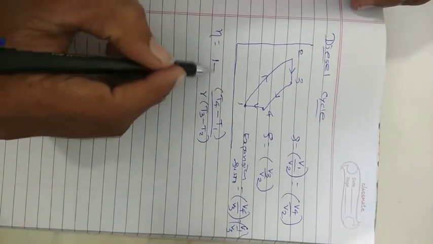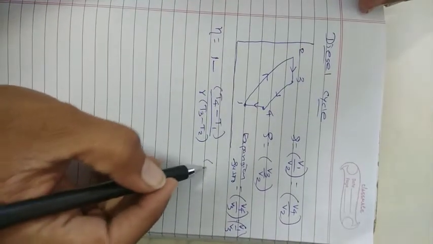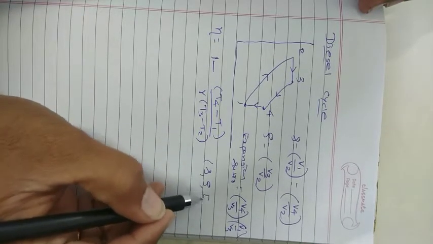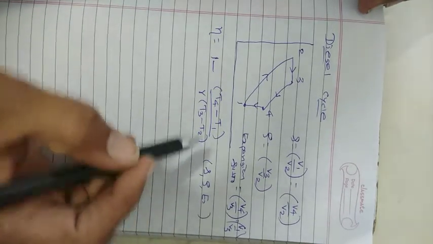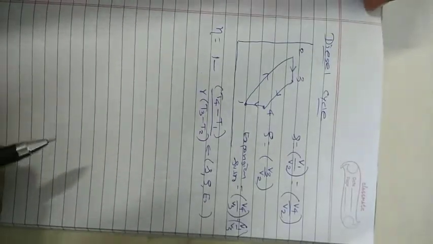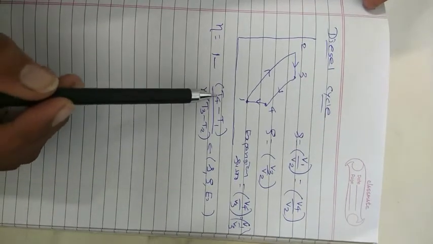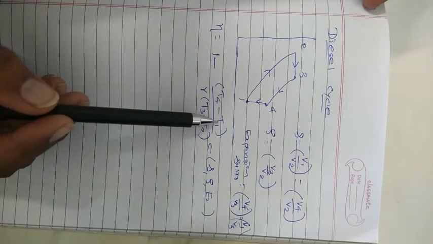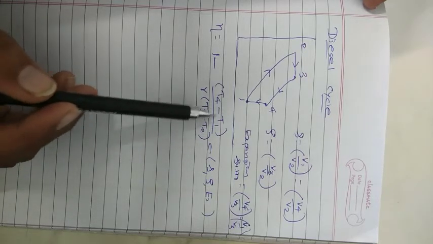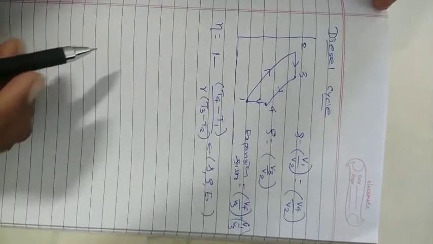Now as I told you, we will convert this equation into the form of R, rho and expansion ratio. Clear? So we will convert this equation into this form. We will do one thing: we will convert all the temperatures in terms of T1. Clear? So we will start with T2.